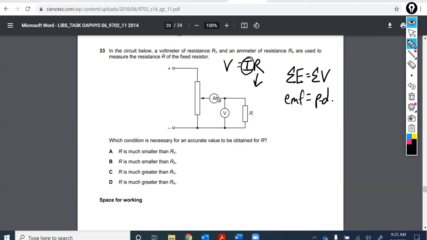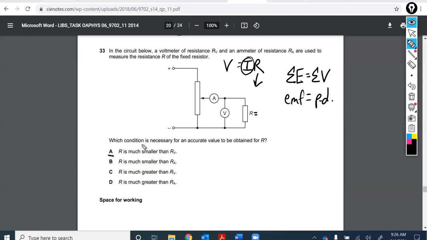The ideal ammeter has 0 resistance. The ideal voltmeter has infinite resistance. And so it doesn't draw any charge going through the branch that it's connected to. If this voltmeter would ideally have a resistance that's infinite, then it's certainly going to be true that R is much smaller than R sub V, because any value for this resistor that you plug in, even if it's like 100,000 ohms, that still is much smaller than infinity, right? Any value is much smaller than infinity.